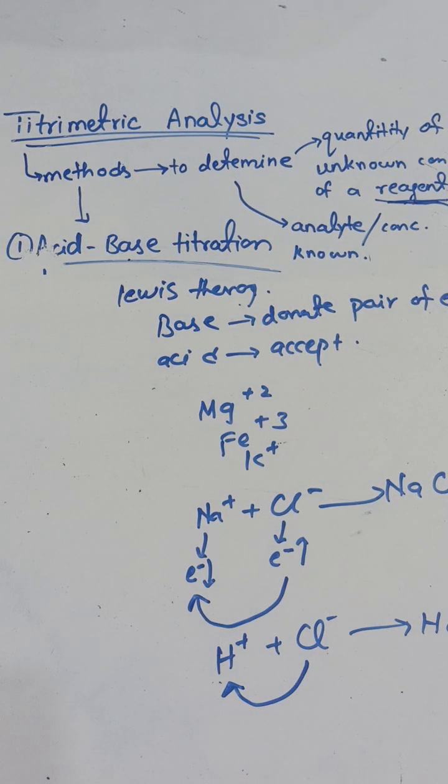So in the Bronsted Lowry theory, we have seen that an acid is something that donates a hydrogen ion, and the base is something that accepts that hydrogen ion. In the Arrhenius theory, we have seen that an acid releases hydrogen ion in the presence of water, and the base releases OH negative ion in water. While in the Lewis theory, an acid is something that accepts the electron pair, and the base is something that donates it. So this was the whole thing about the acid base titration, which was the first type of titration.